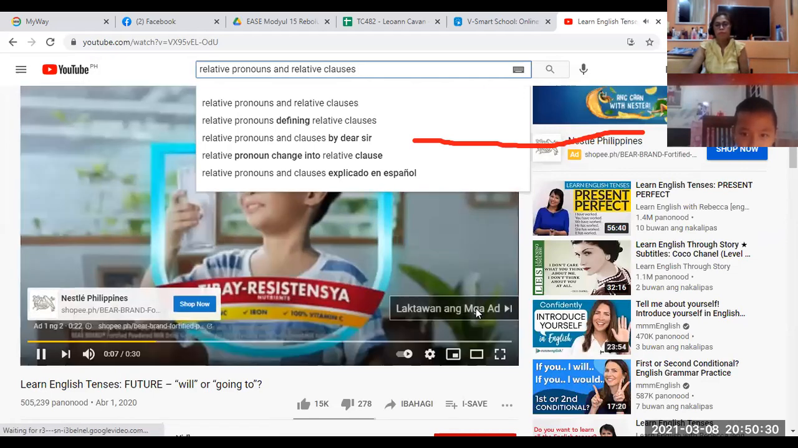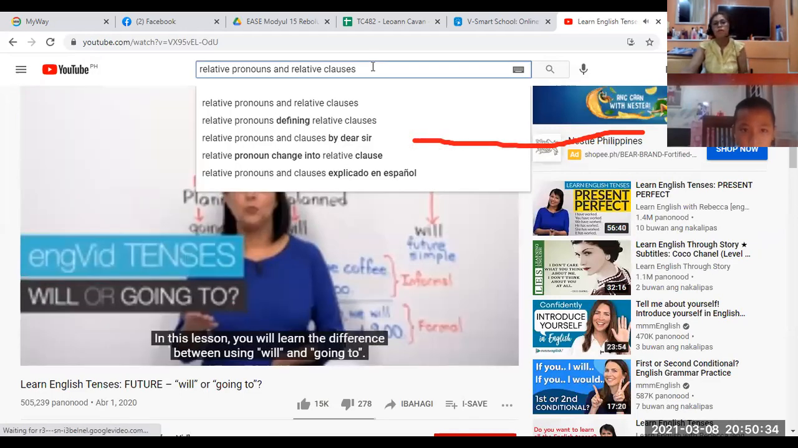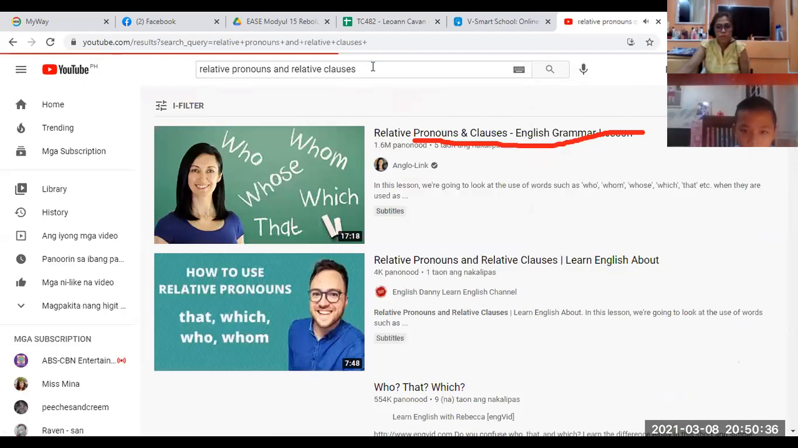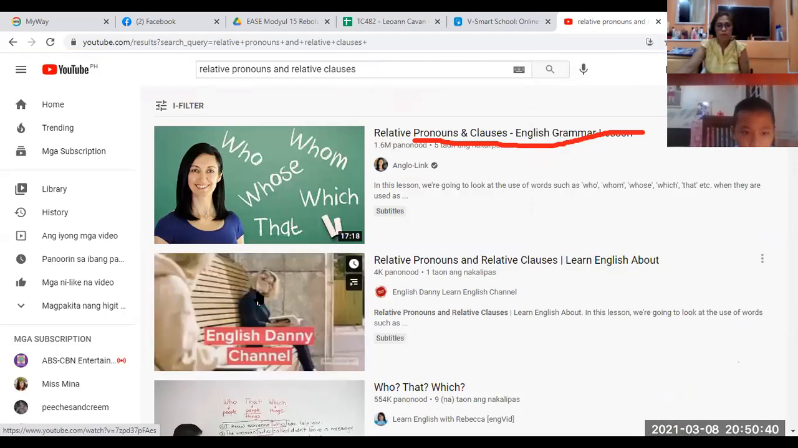In this lesson, you will learn the difference between using will and in relative clauses.